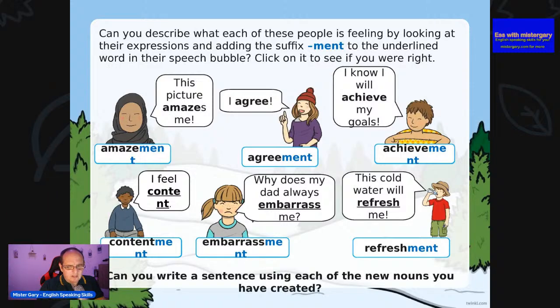So just one second while I complete that at the moment. Right. Why does my dad always embarrass me, says the girl at the middle bottom, and she's suffering from embarrassment. Of course, embarrassment. This cold water will refresh me, a bit like an ice cream. You need some refreshment, chat. You need some refreshment. Of course you do.